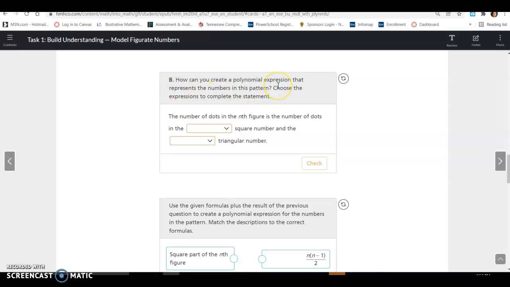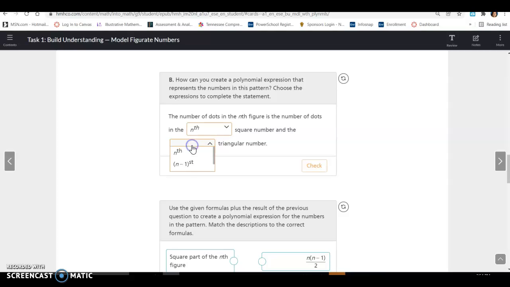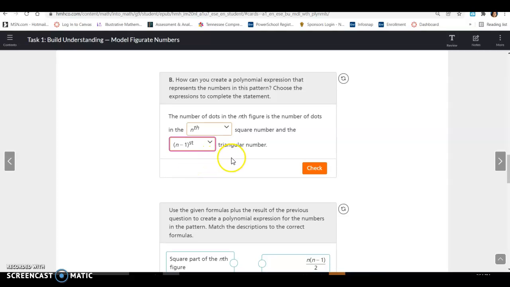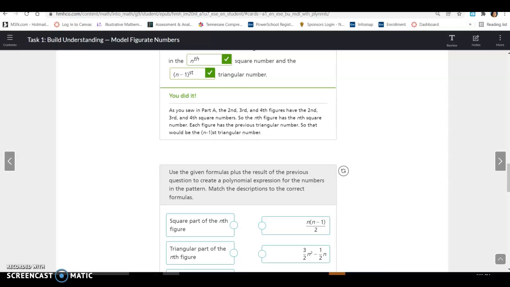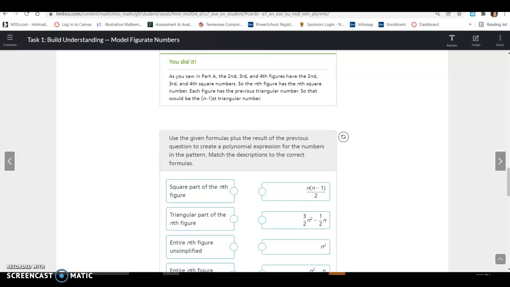So how can you create a polynomial expression that represents the numbers in this pattern? Choose the expressions to complete the statement. The number of dots in the nth figure is the number of dots in the blank square number and the blank triangle number. So it would be the nth square number and the n minus 1 triangular number, because this one always comes from the previous one from the square. And n minus 1 just represents the previous term.